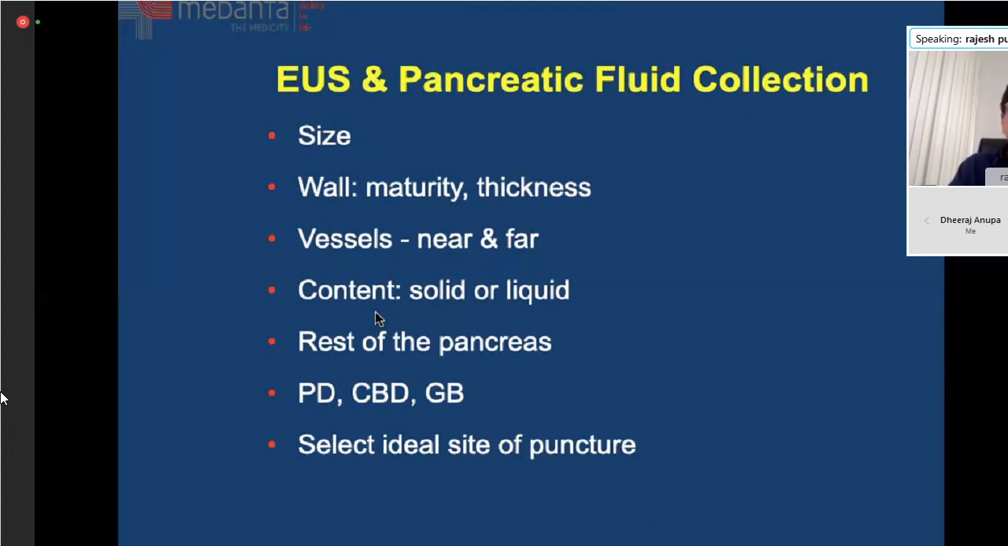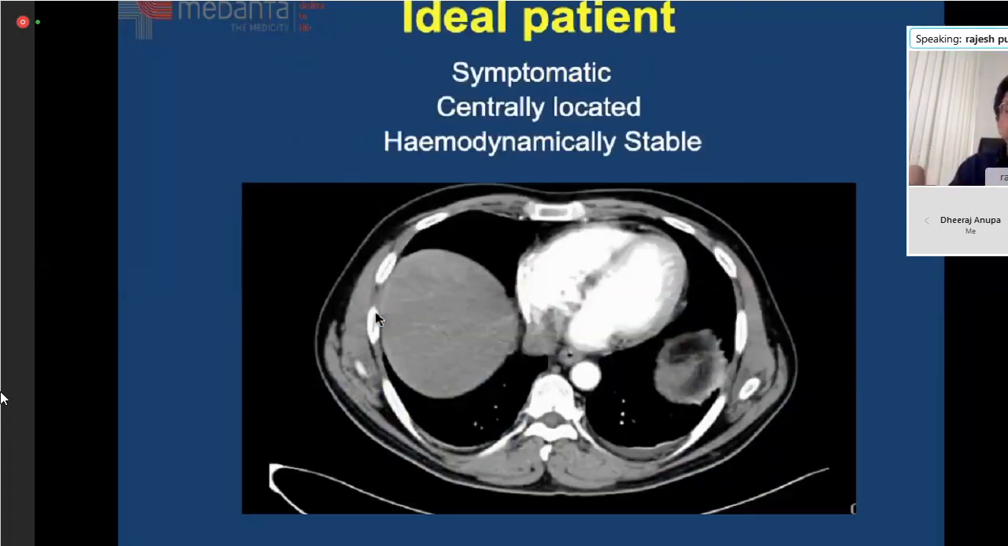EUS has an advantage. It gives the size, the wall maturity, the thickness of the wall, intervening vessels, and content. Does this patient have solid content, that is, is WOPN there or not? The rest of the pancreatic parenchyma can be evaluated, PD and CBD can be evaluated, and you can select the site of puncture. But all pancreatic fluid collections are not amenable to EUS.